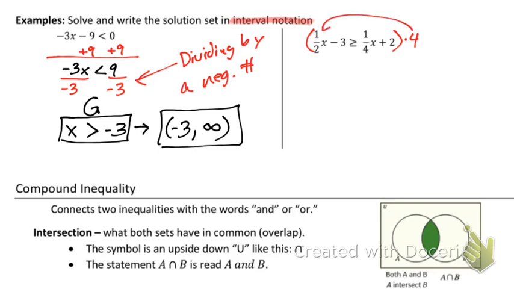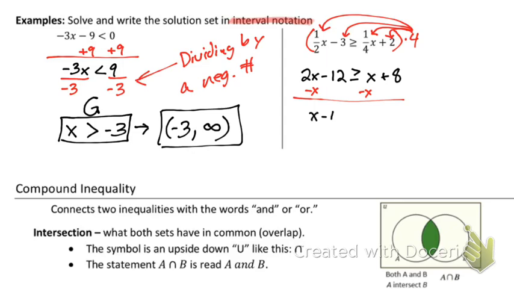Because when I distribute this to the 1/2, we're going to have 2x. When I distribute this to the negative 3, I'm going to have negative 12. When I distribute this to 1/4, I'm just going to have is greater than or equal to just x. And finally, I distribute it to the 2, which gives me 8. Let's subtract x from both sides. That will give me x minus 12 is greater than or equal to 8. Add 12 to both sides, and we're going to have x is greater than or equal to 20.